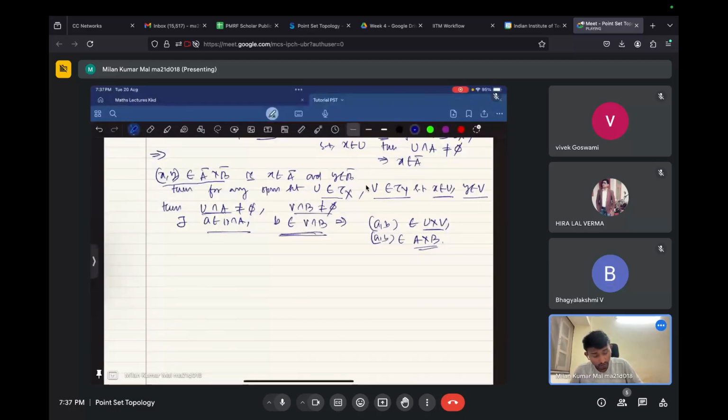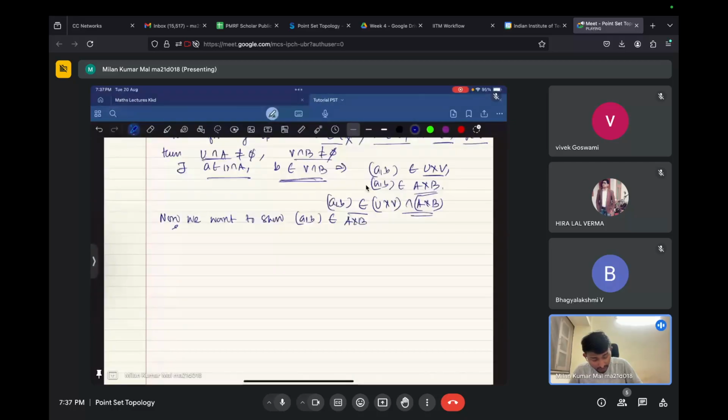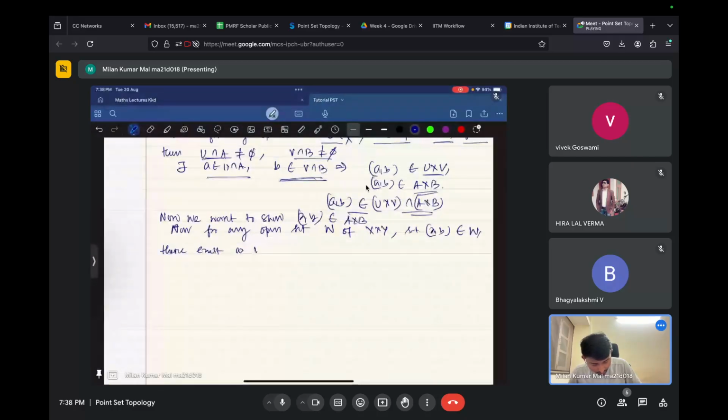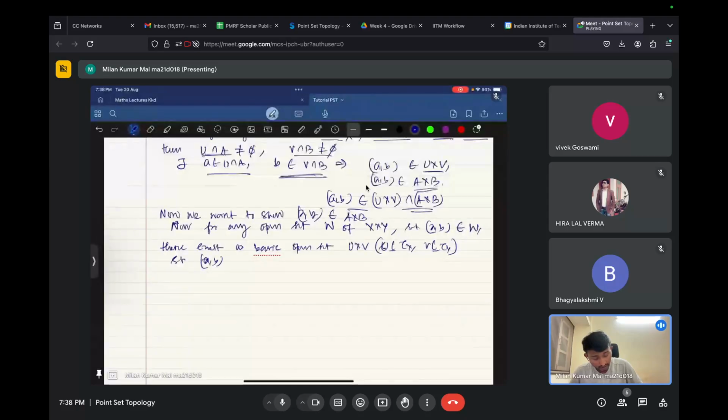Now, for any open set, let's take W. For any open set W of X cross Y with the product topology, such that (x, y) is sitting inside W, there exists a basic open set U cross V, such that U comes from tau X and V comes from tau Y, such that (x, y) belongs to this U cross V, and this U cross V will sit inside W.